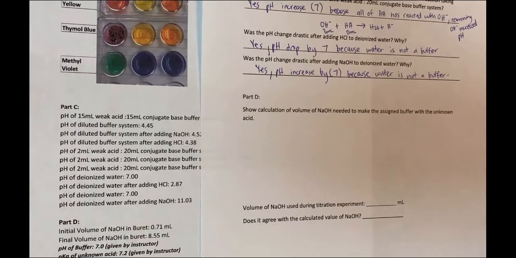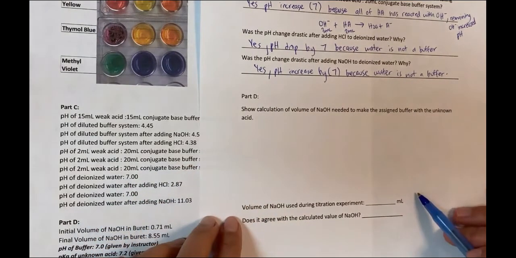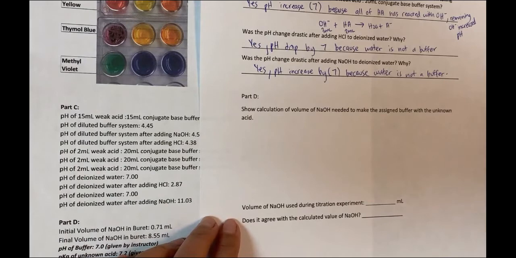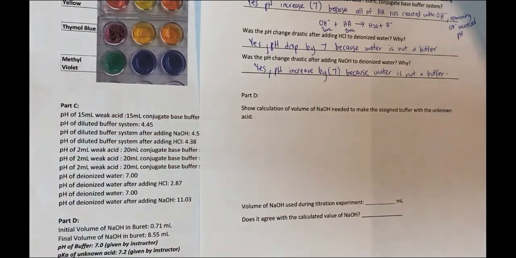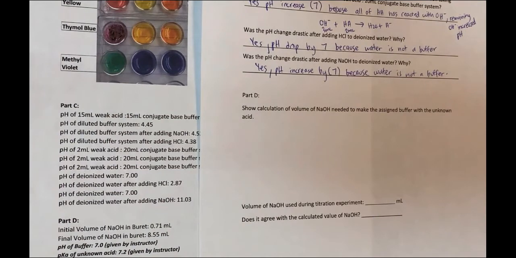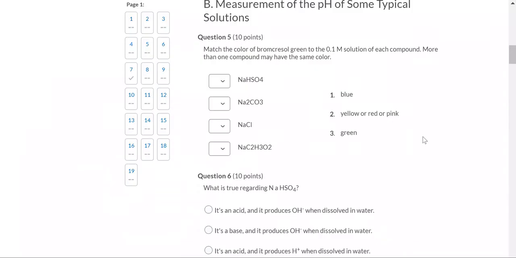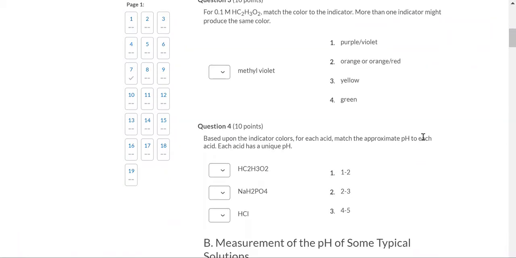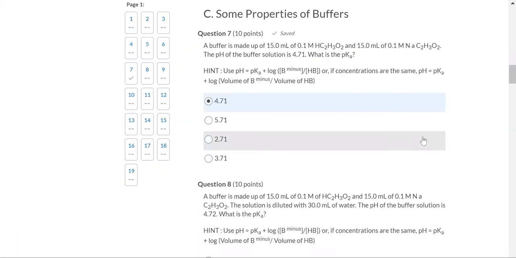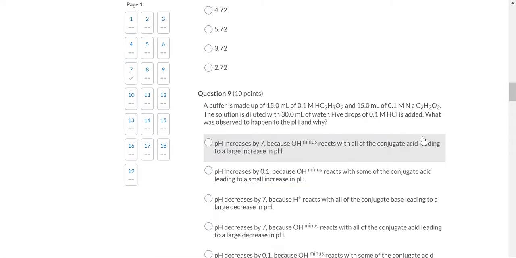After this part here, they actually ask you to calculate. So this part here, part D, is separate. So let me show you the results quiz real quick before we come to part D. I want to walk you guys through, let me do the screen share real quick. So we're going to go over to this one. So here's the pH and the colors. You should be able to pick these answers out.